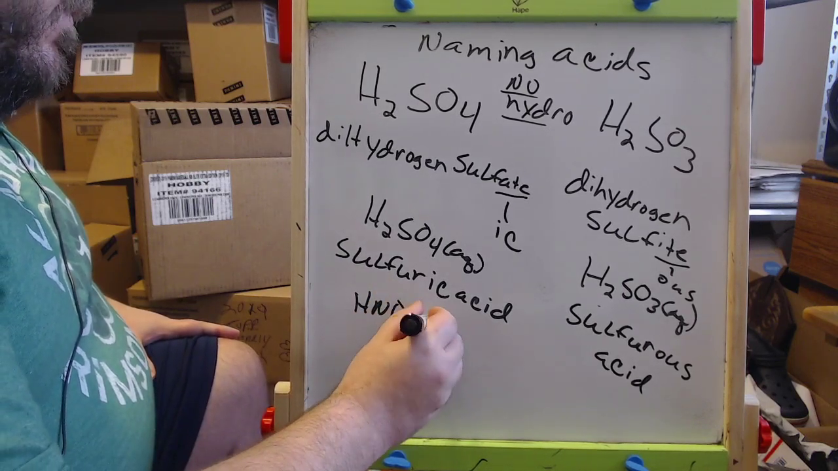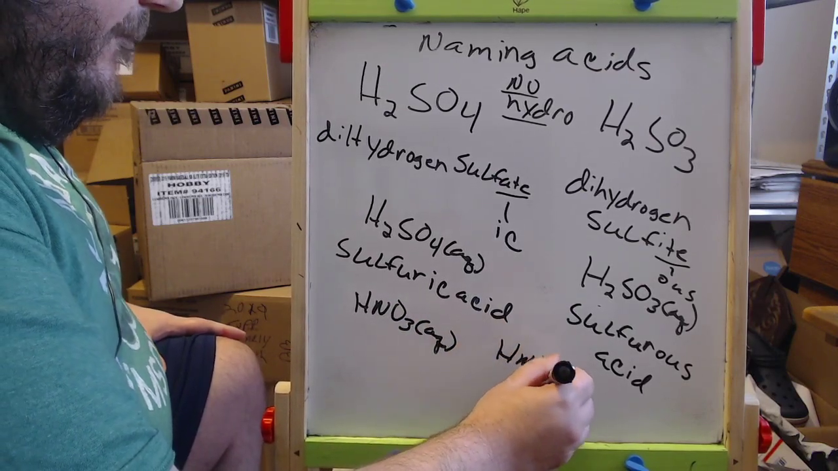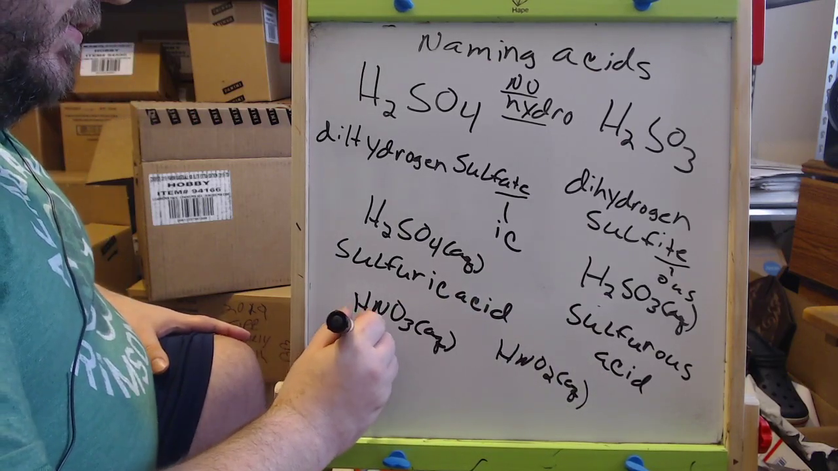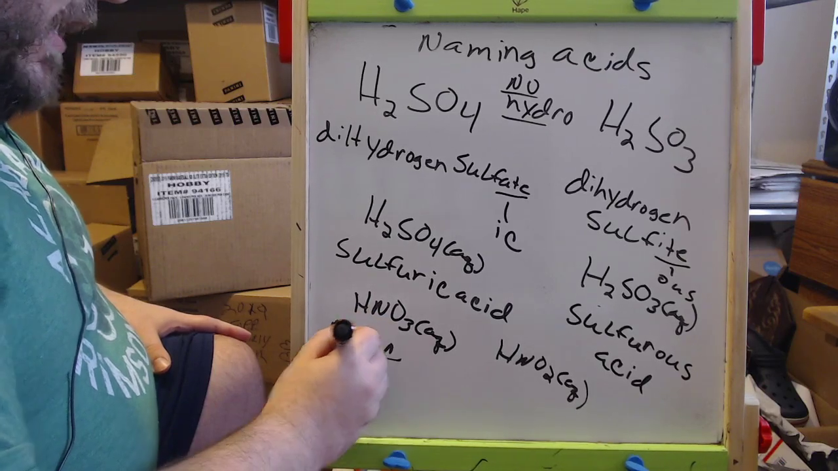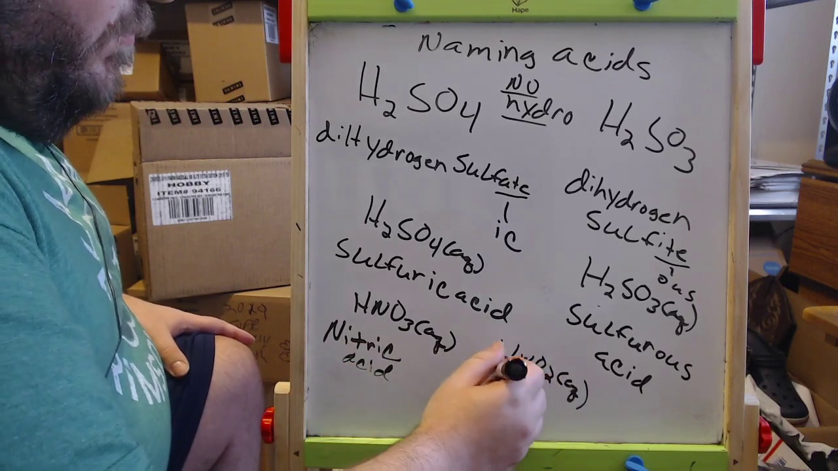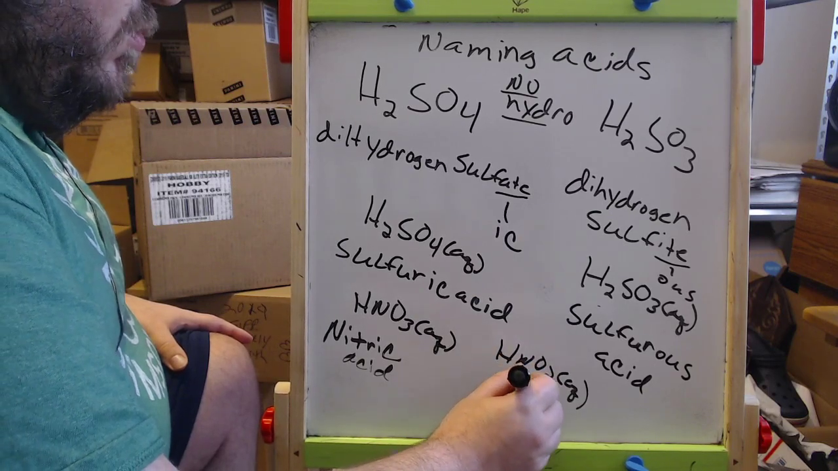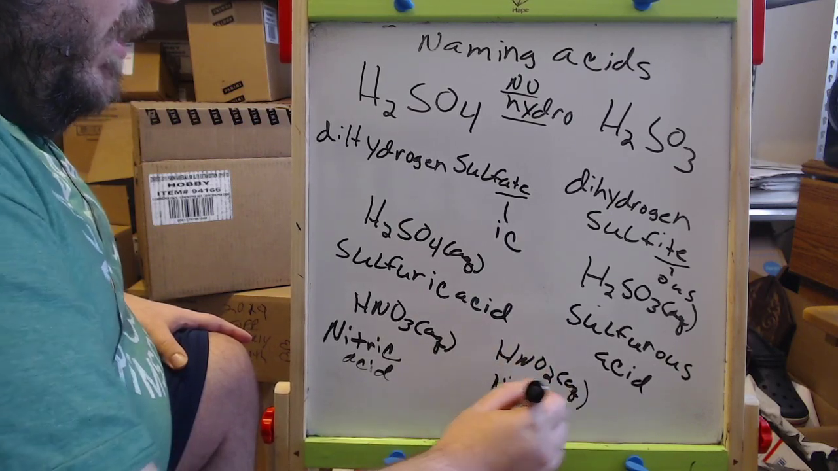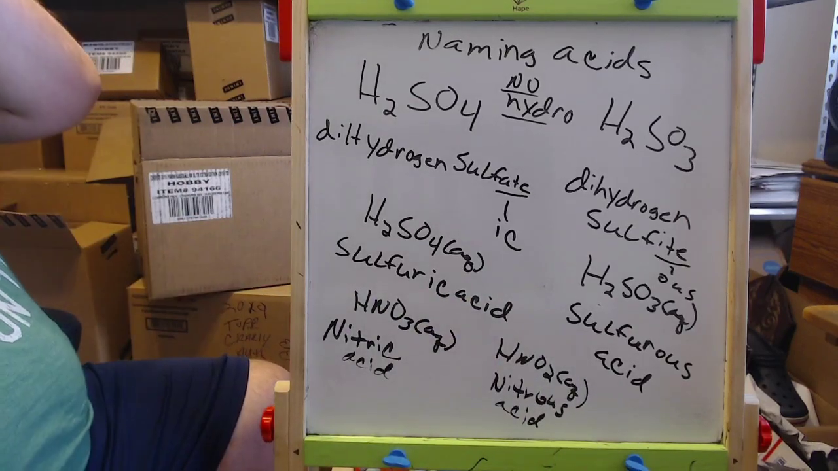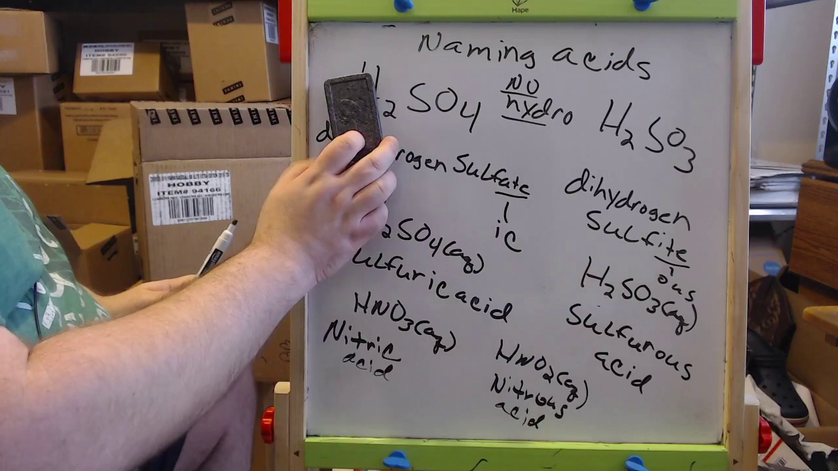So, HNO3 as an aqueous versus HNO2 aqueous. HNO3, that's nitrate. This is nitric acid. HNO2, well, if this is nitrate, one less oxygen makes it nitrite, so it is nitrous acid. Again, one weak, one strong, and that's going to be important.